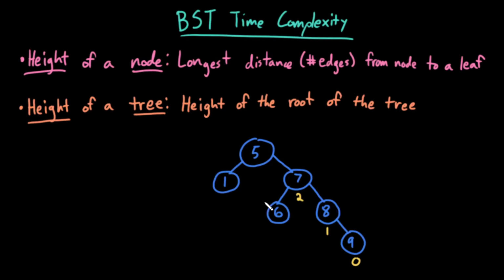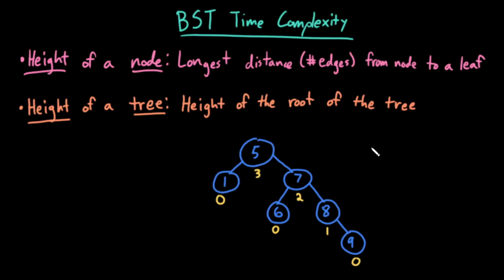And then 5 has 3 leaves below it, 1, 6, and 9. The path from 5 to 1 is distance 1. The path from 5 to 6 is distance 2. And the path from 5 to 9 is distance 1, 2, 3. The largest of these is 3. So the height of 5 is 3. And then 1 and 6 are leaves, so just like with 9, their heights are 0.